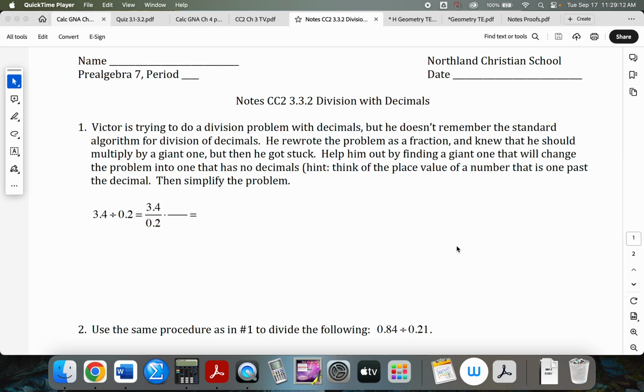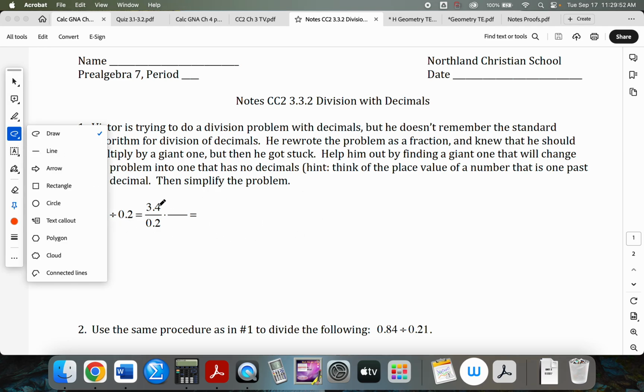Victor is trying to do a division problem with decimals, but he doesn't remember the standard algorithm. An algorithm is a set of steps that you have to follow in order to do something for division of decimals. He rewrote the problem as a fraction, and he knew he should multiply by a giant 1, but then he got stuck. Help him by finding a giant 1 that will change the problem into one that has no decimals. And I gave you a hint. Think of the place value of a number that is 1 past the decimal. Never closed the parentheses, though. That was bad on my part. Then simplify the problem.